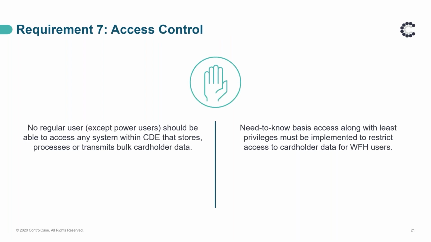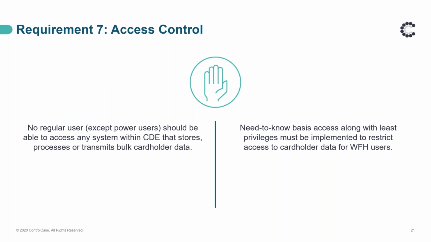Let's move on to requirement 7, which is access control. And when we talk about access control, no regular user should be able to access any system within the cardholder data environment that stores, processes, or transmits bulk cardholder data. I've put the exception of power users, which can be defined in different ways, maybe as system administrators. Obviously, even they should not be able to download bulk data.